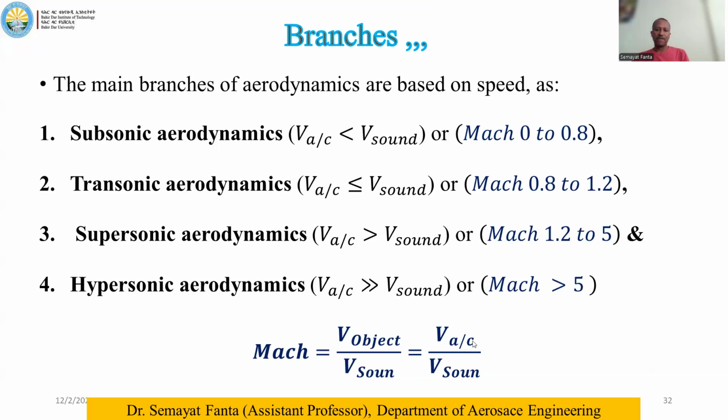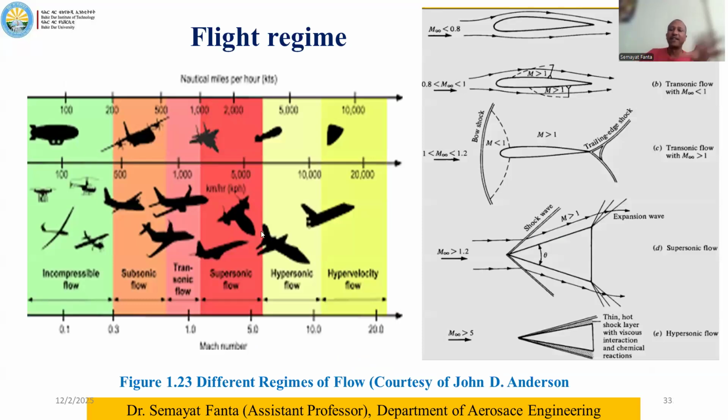And this is the definition of Mach number: velocity of aircraft divided by velocity of sound gives you the Mach number. So look, this is the flight region. We classify the flight region based on the Mach number.